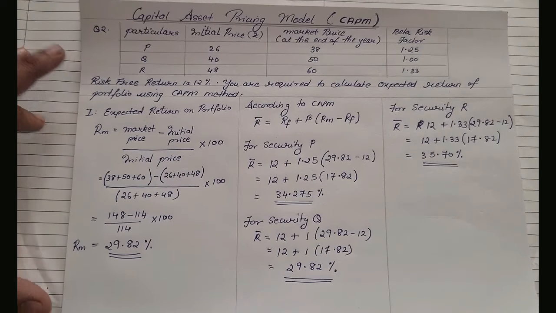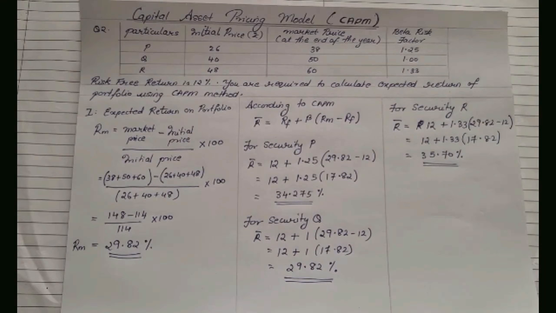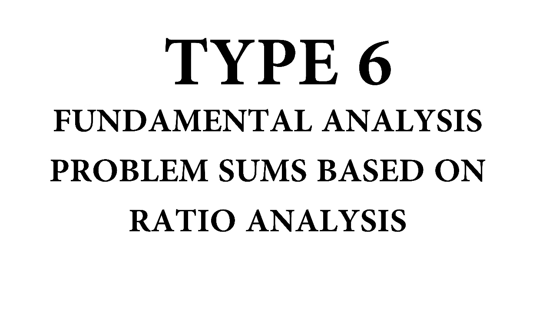So these are the two variations or two types of sum that could be asked under the CAPM method for your exam. I hope everyone has understood both the types of sum. With this, type 5 comes to an end. Let us start with the last type, number 6. Type number 6 is fundamental analysis, that is problem sums based on ratio analysis. So let us see what are the most important ratios and how to solve them.